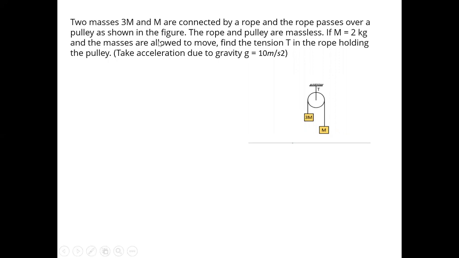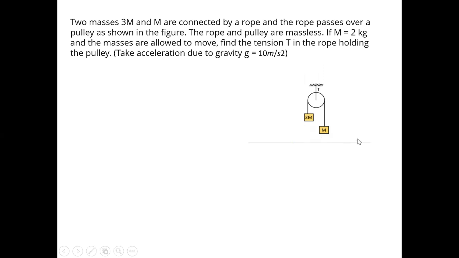So two masses, 3m and m, are connected by a rope, and the rope passes over a pulley. The rope and pulley are massless. So a previous problem, usually the NCERT problem, we calculate what? We calculate the tension and the acceleration. Here you are supposed to find out this tension. Okay, this is 3m and m. Find the tension T in the rope holding the pulley.